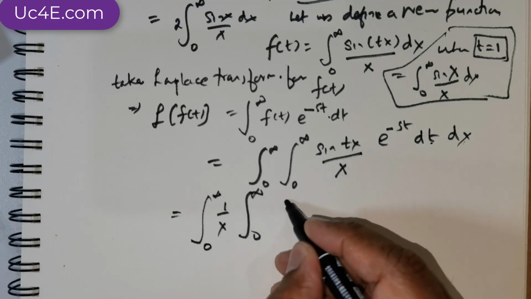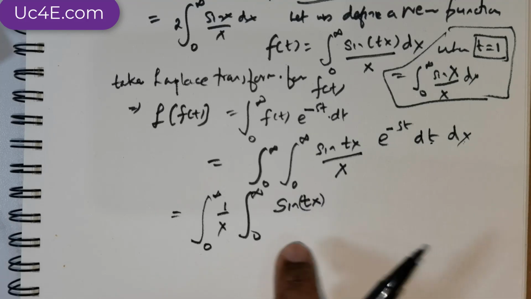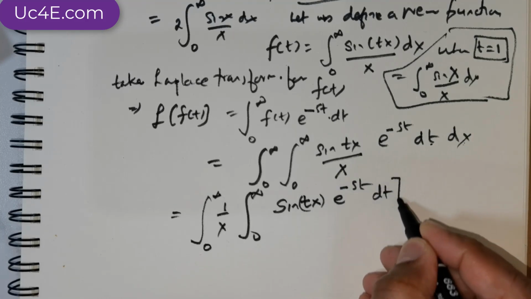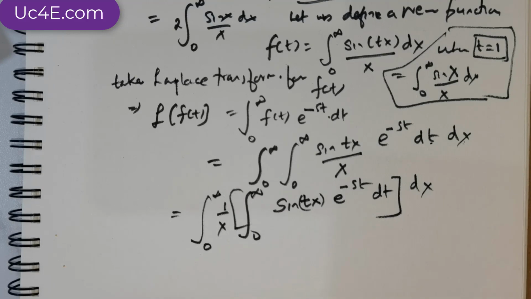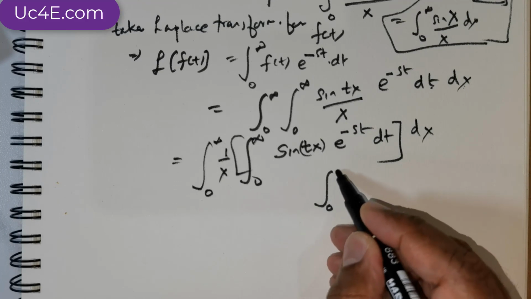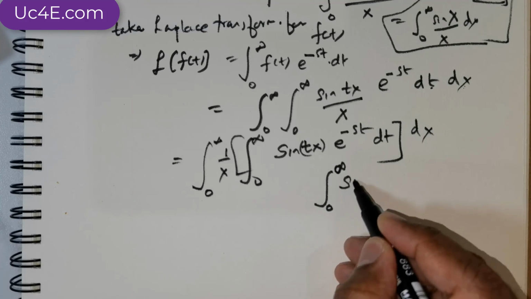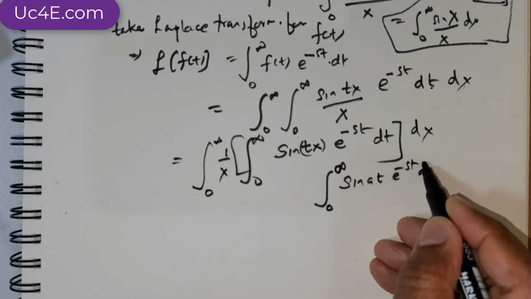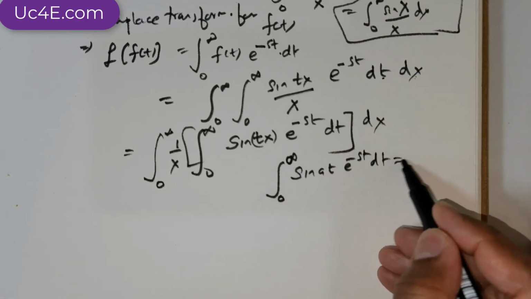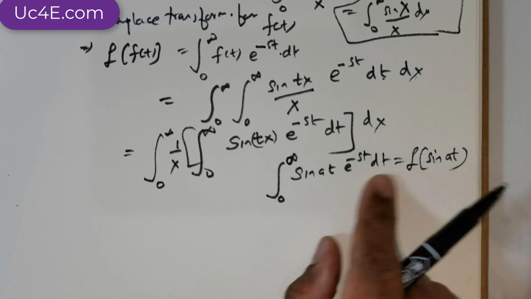So this is going to be just sine tx, something of this fashion, and then e raised to the power of negative st with dt there. So I'm blocking this and I place dx outside. Now, if you have come across the definition of Laplace transform, suppose you have something like this, integral from 0 to infinity of sine at times e raised to the power of negative st dt. Now what is this? This is actually the Laplace transform of sine at. So the Laplace transform of sine at is defined in this fashion.